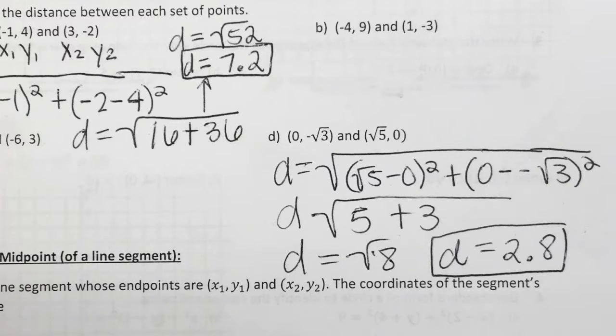So 1 minus 4 is what? Squared would be positive 9. Alright, go ahead and compare your answers if you're done. If not, keep working.